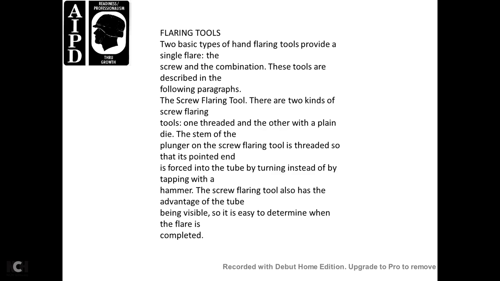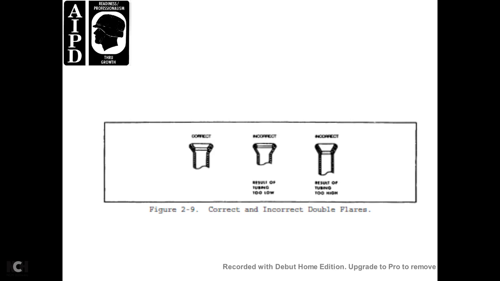Flaring tools. Two basic types of hand flaring tools are provided, with a single flare screw combination. The tools are described in the following paragraphs. Screw flaring tool. There are two kinds of screw flaring tool, one threaded and the other a plain die. The stem, the plunger on the screw flaring tool, is threaded so that its point end forces the tube, turning inside, or by tapping with a hammer. The screw flaring tool also has the advantage of the tube being visible, so it is easy to determine when the flare is completed. Figure 2.9 shows the correct and incorrect double flares.